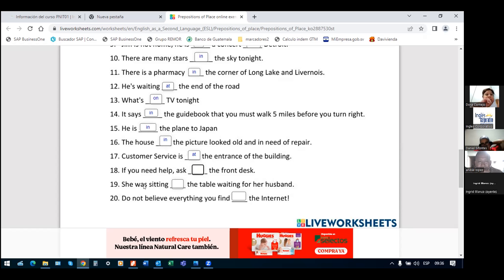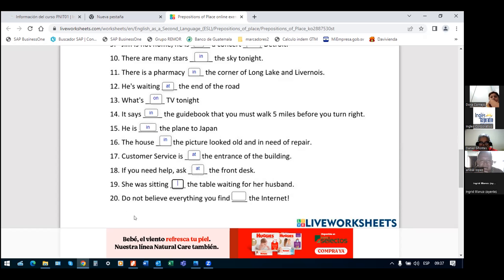If you need help, preguntar en el frente. Ajá, cuando se refiere a front desk, es que frente, al frente del escritorio. No está sentado alguien, parado, recibiendo a alguien. Tal vez algún formulario o ya recibiendo a las personas at the front desk. Yeah, that's right.